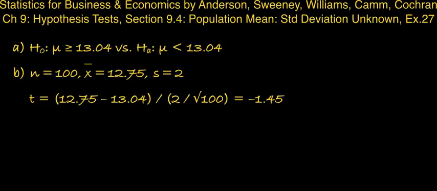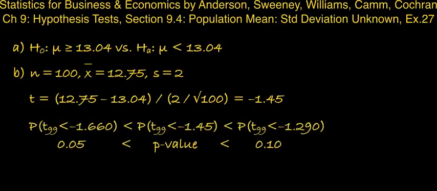To find that p-value, we can use the t-table in the back of the book, find where n minus 1, or 99, degrees of freedom is, look along that row in the table, and find where minus 1.45 would come. And if we do that, we can see that minus 1.66 with the tail area of 0.05 and minus 1.29 with a tail area of 0.10 lie either side of minus 1.45, which is our test statistic. So therefore our p-value must be in between 0.05 and 0.10.